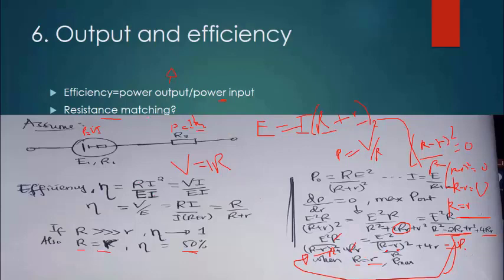So I said that resistance matching is the situation in a circuit whereby the power is maximized such that the external resistance in the circuit is equal to the internal resistance. For such cases, that's when we'll get maximum power in our circuit, when the external resistance is equal to the internal resistance. So that's what we call resistance matching.